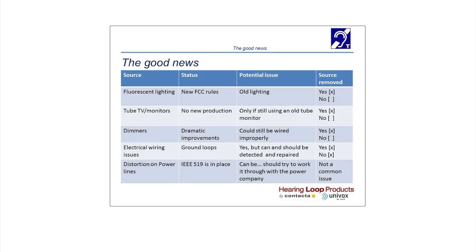And distortion on power lines, there are some specs out there to help. They're not specifications that are anything other than enforceable guidelines at the moment, but it's not a common issue. And I will say in many installs, I can only say I know of 4 facilities that to date have not been looped because of power line distortion. In those cases, it was all power line distortion.